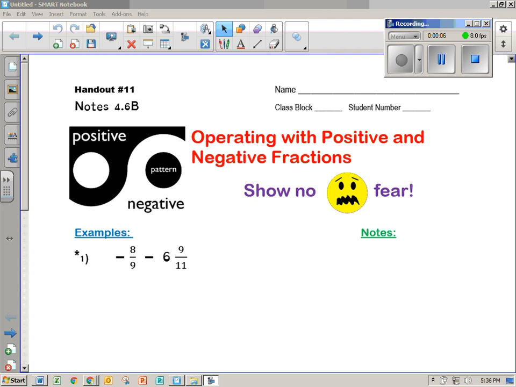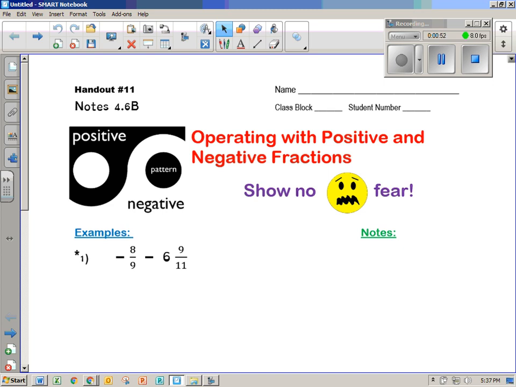Everybody, we are about to merge two evil empires together, that being integers, what to do with positives and negatives, or the information we learned with integers, and fractions. So everything we've learned about fractions so far, adding, subtracting, multiplying, and dividing, we're going to couple that with all the rules that we learned for adding, subtracting, multiplying, and dividing integers. Remember, fractions are not integers because they're not whole numbers or the opposite of whole numbers. So, show no fear, and let's get started.